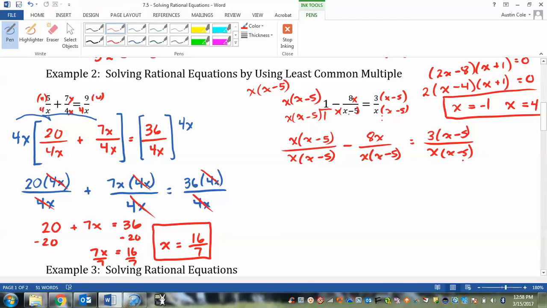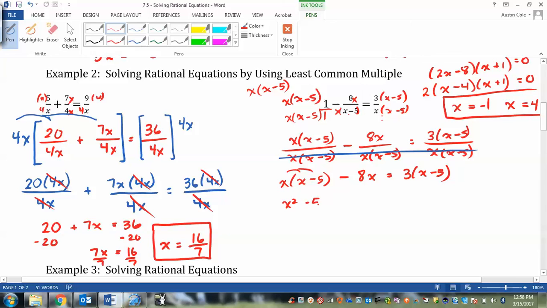Every single denominator is the same, isn't it? So if we wanted to, we could multiply everything by x times x minus 5, but I think it's a lot easier if we just do one of those deals. So now I'm going to have x times x minus 5 minus, don't forget the sign, 8x equals 3 times x minus 5. So if I distribute this here, I'm going to get x squared minus 5x minus 8x equals 3x minus 15.